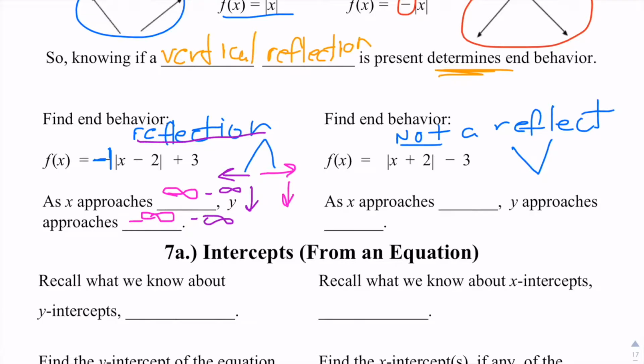Now when we look over here, as x approaches infinity, y also approaches infinity. And as x approaches negative infinity, y again approaches infinity. So when we don't have a reflection, we know that the y's both go up toward infinity.